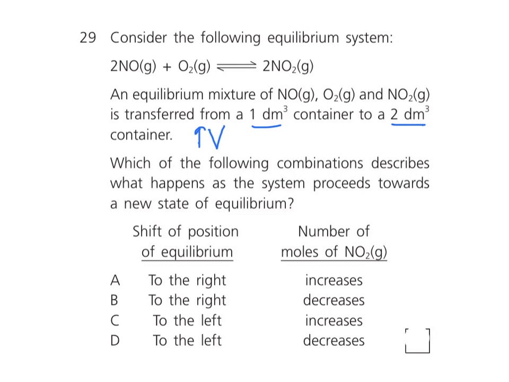So when you raise the volume, the total pressure in the container will drop. That's Boyle's law from grade 11 chemistry. Pressure and volume are inversely related. When the pressure drops, the system will try to increase pressure again, restore the pressure, by creating more gas, if that's possible. In this equilibrium, there's 3 moles of gas on the left and 2 moles of gas on the right. So to create more gas, to raise the pressure again, the system's going to go backwards, and in this case, we're going to shift to the left. As we shift to the left, we're going to be using up the NO2, so the moles of NO2 would decrease. Choice D is the best answer.